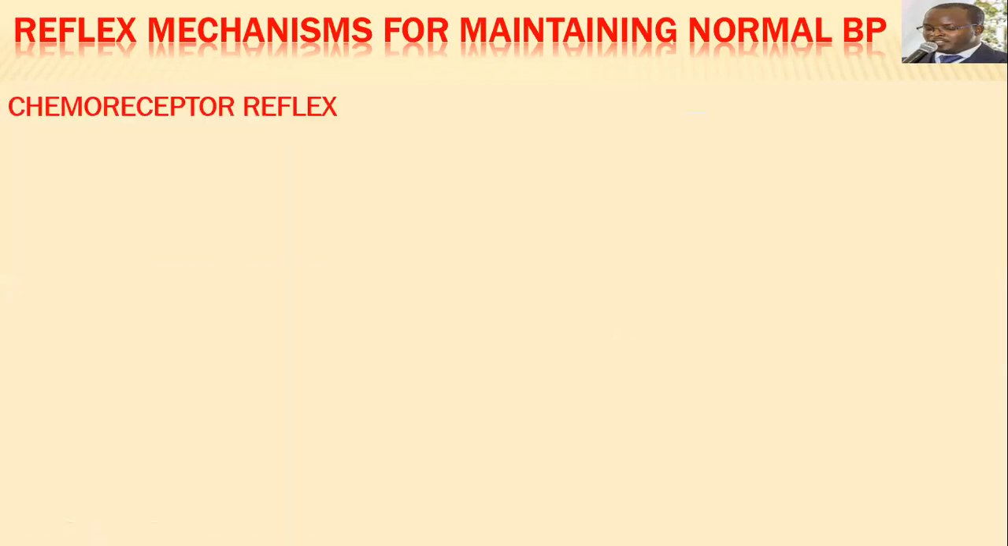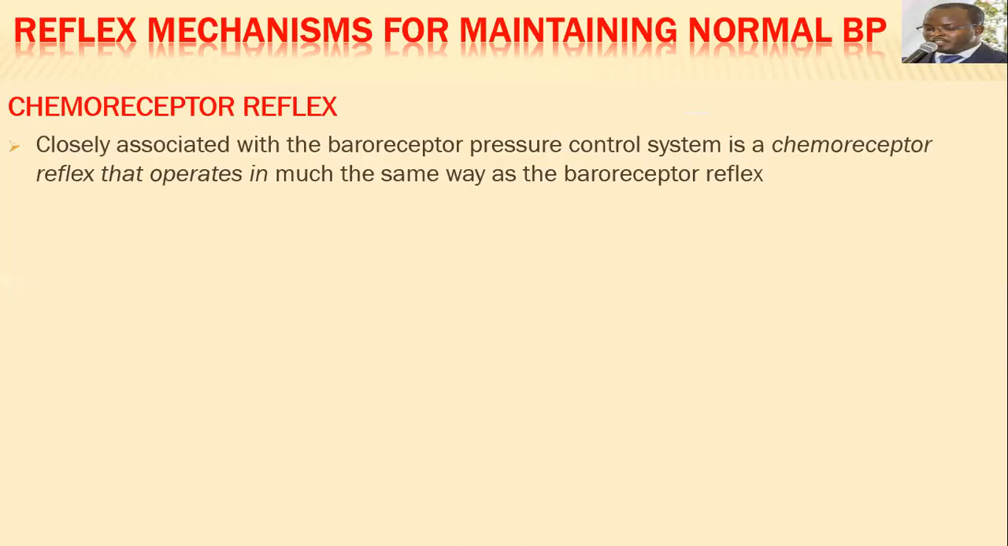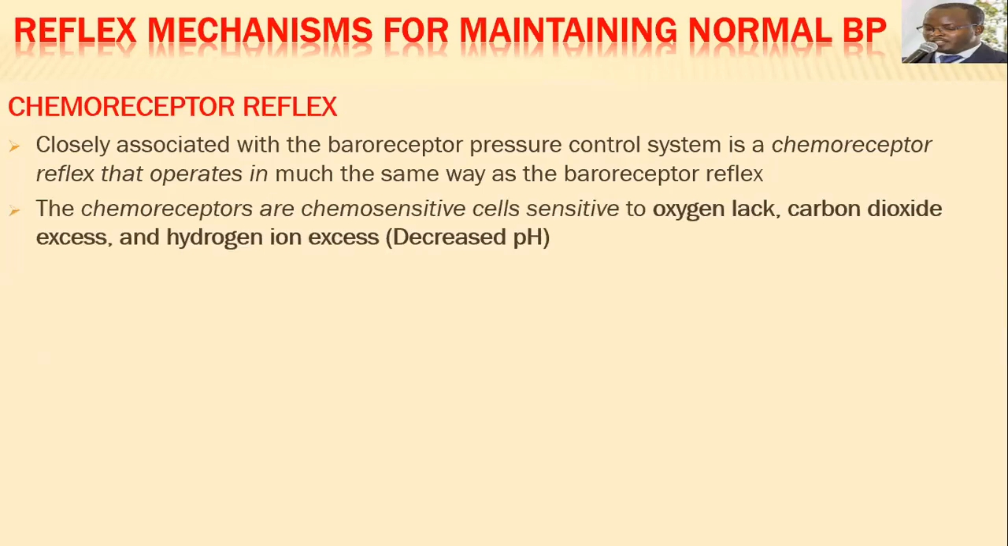Then the next one, you have the chemoreceptor reflex. So I need to speed up. The chemoreceptor reflex is closely associated with the baroreceptor control system, because where you find those baroreceptors, somewhere there you also have chemoreceptors that are responding to chemicals. For instance, hypoxia or decrease in oxygen pressure, then also an increase in carbon dioxide, and a decrease in pH. So they are responding to that. So these chemoreceptors are chemosensitive cells that are sensitive to oxygen lack or hypoxia, carbon dioxide excess, and also hydrogen ion excess, a decrease in pH. That's why they are called chemoreceptors.